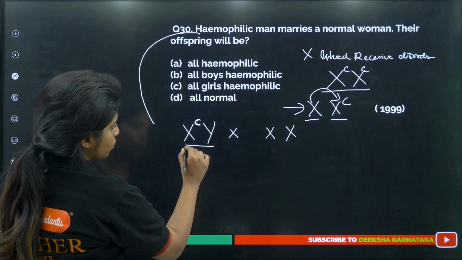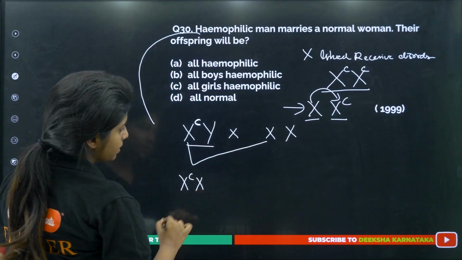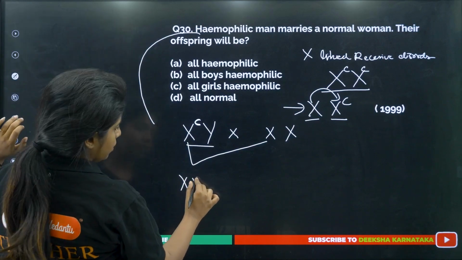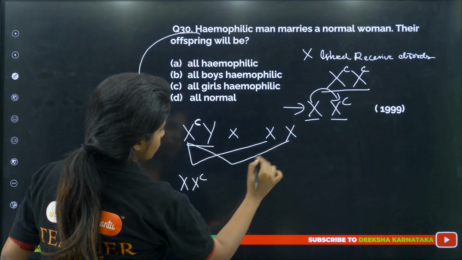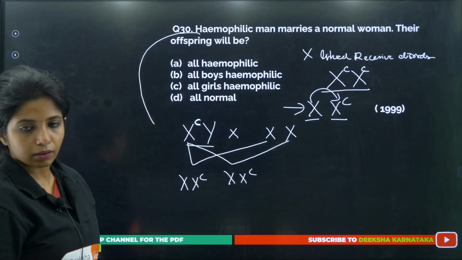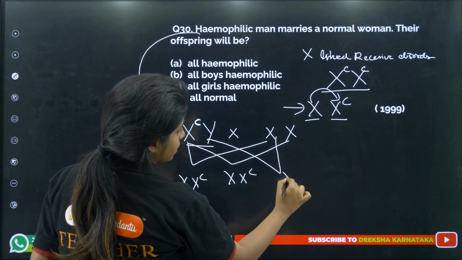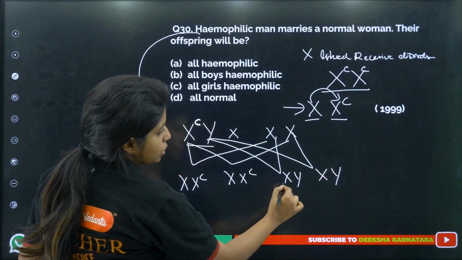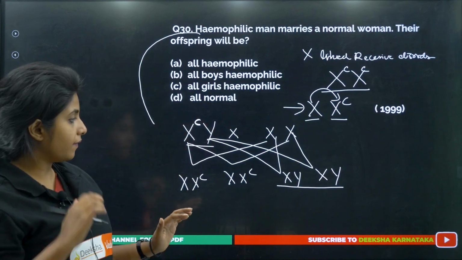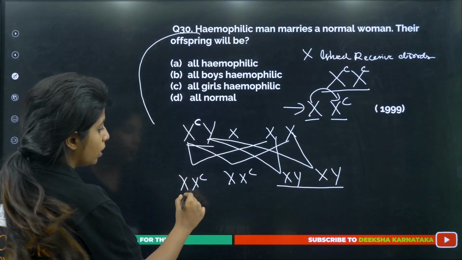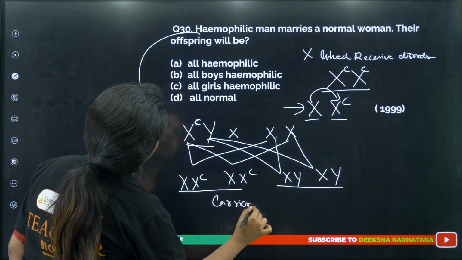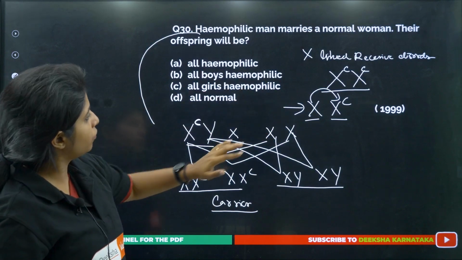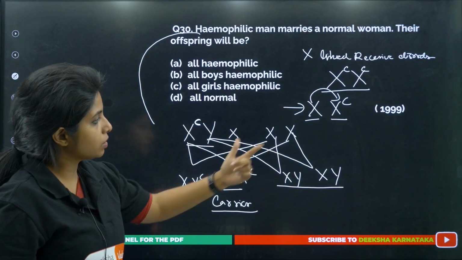Right. Now if you try to fuse them, so this and this goes, you have X, CX. Okay. Now this and this goes, you have again X, XC. Now you have this and this, then it is XY. You have this and this, then that is XY again. So there are two males who are not having anything and there are two females who are the carriers. There are carriers. So all hemophilic, all boys hemophilic, all girls hemophilic, all normal, you do not have the option over here. So let's mark the next thing.